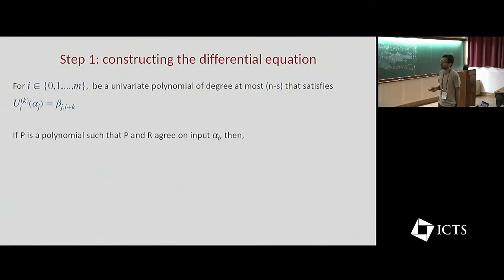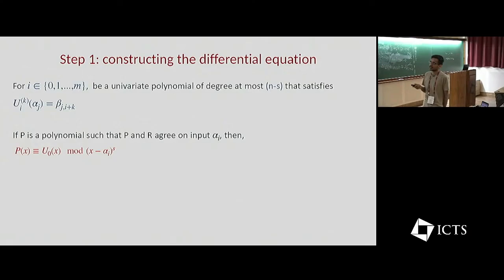So what's nice about them? What's nice about them is the following fact. Suppose p is a polynomial such that p and r agree on the input alpha I. Which means that p of alpha I equals r of alpha I, but r of alpha I was the same as u naught of alpha I. So p of alpha I equals u naught of alpha I.